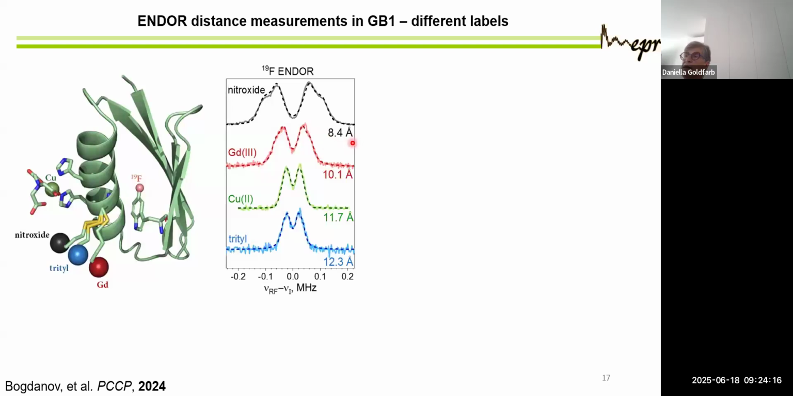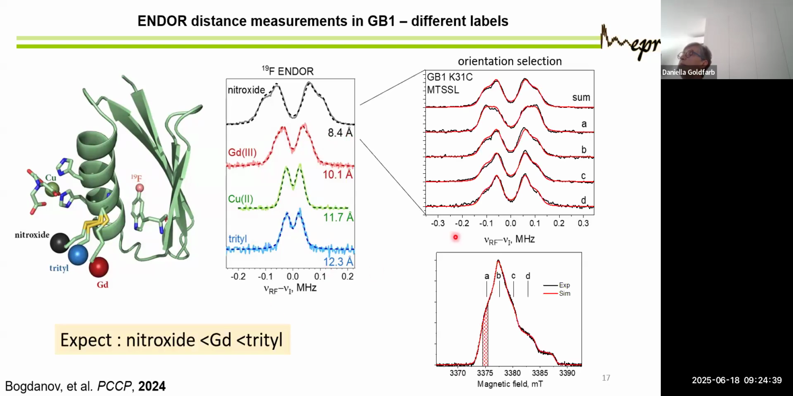You see the nitroxide has the shortest distance because it has the shorter tether, gadolinium a bit larger, and trityl is the longest. So for this distance, you're almost close to your maximum resolution. And for the nitroxide, we had to measure all these different orientations. So this is really 4 spectra, and this is their sum. And indeed, you see that the nitroxide has a shorter distance than gadolinium, than trityl.